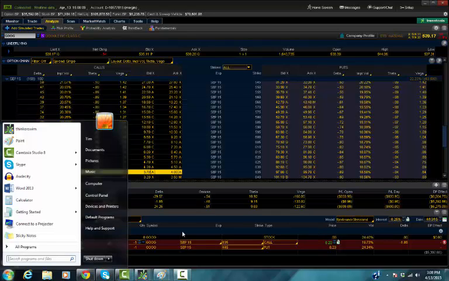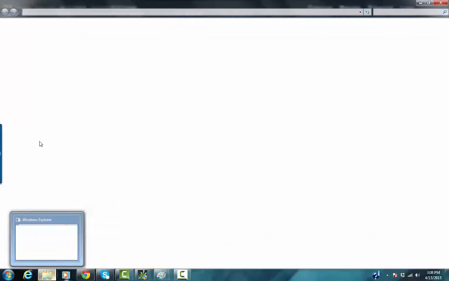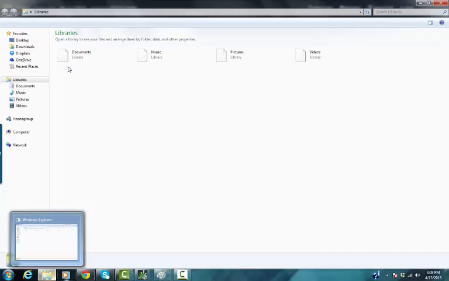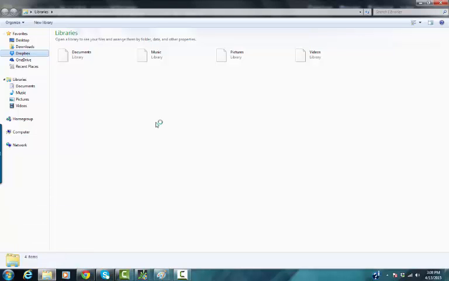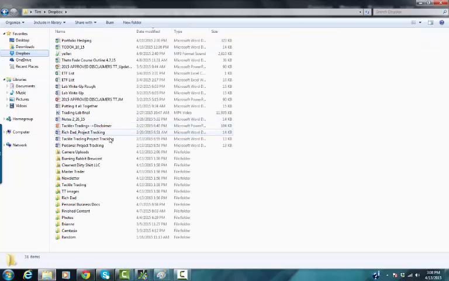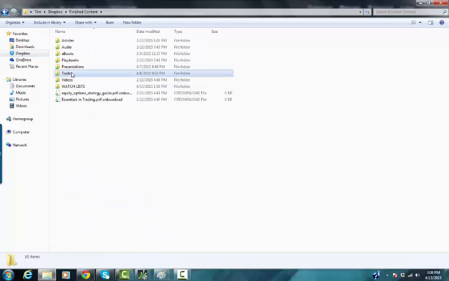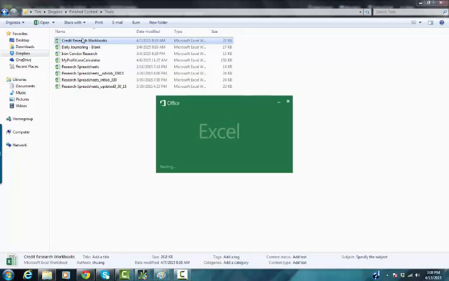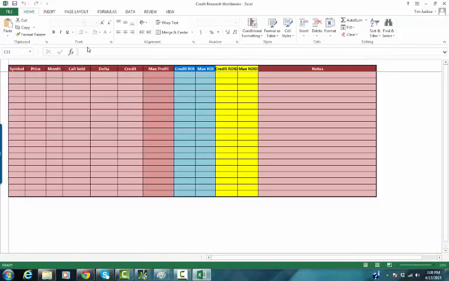Now, let me bring up a workbook real quick. Let's go into documents. I gave you guys access to this credit research workbook last week, so if you don't have that, make sure that you do get a copy of it. See if I can bring it up. Okay. Now I need to run the numbers, and I need my calculator.